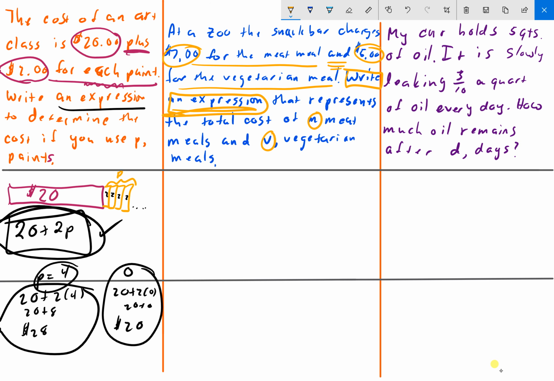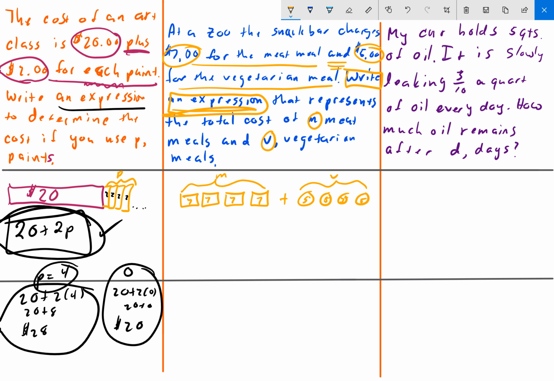So I have meat meals and I have vegetarian meals. Well, I don't know how many meat meals I need. So there's going to be some number of them. I don't know how many vegetarian meals there are. Now, I know this picture is a little bit misleading because it looks like I have 4 and 4. But once again, I really don't know. All I do know is that each meat meal is $7 and each vegetarian meal is $5.